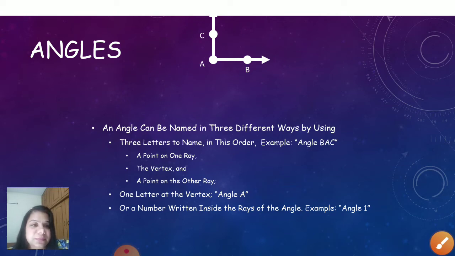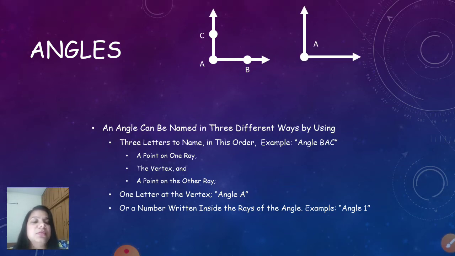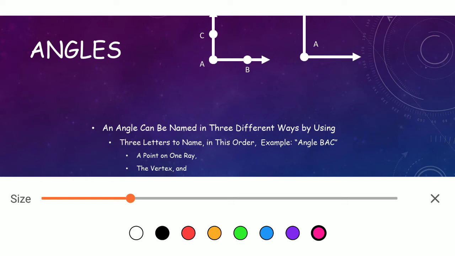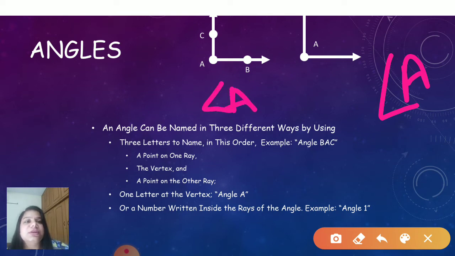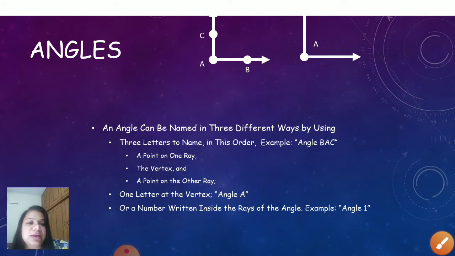A letter with one vertex. What is the letter at the vertex? So I can write the name of the angle as angle A. This angle can be written as angle A only. And as we discussed previously, even when point C and point B are also there, this can also be written as angle A only. This is another way to write the name of an angle.